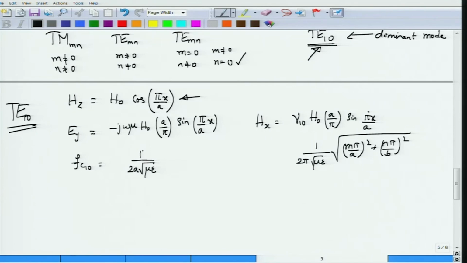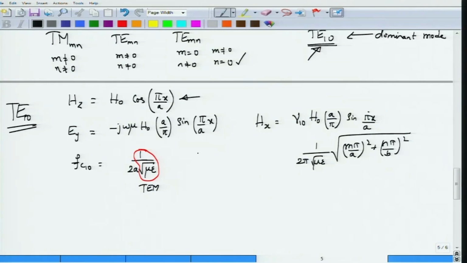We already have said that 1 by square root of mu epsilon is the velocity of the wave inside the waveguide. So you can even think of this, and in fact this velocity of the wave would actually be equal to the velocity of the TEM mode. Not that it is supported, but in a free space kind of situation this would be the velocity, right.